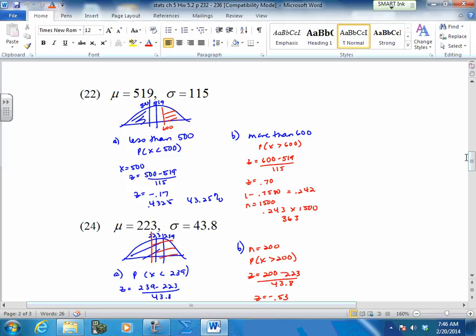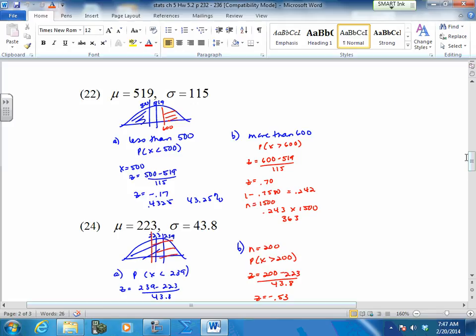Look, 500 is to the left of your mean. Your z-score is going to be negative. You look up the area to the left. It's easier to interpret it as a percent. The probability that the person you pick has a score less than 500 is about 43%. 43% chance that that person had less than 500. More than 600, look at the difference in the probabilities. You only have a 24% here. That's a higher score. You're above the mean.